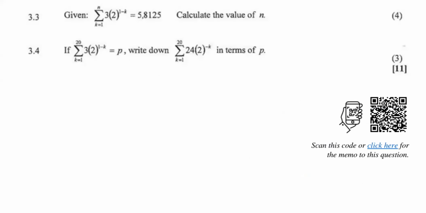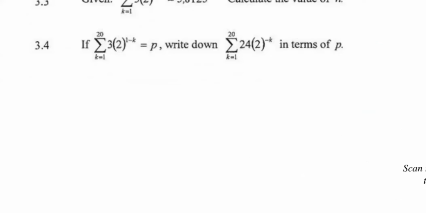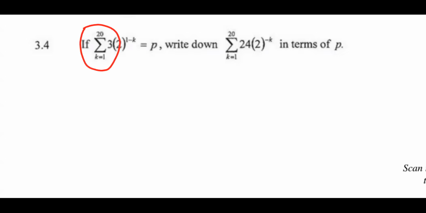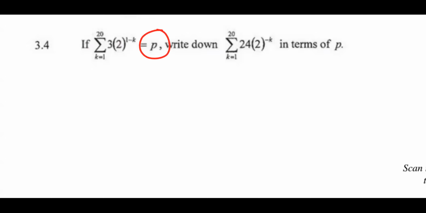So, as if that wasn't hard enough, let's have a look at question 3.4. If the sum of the first 20 terms of this pattern is equal to P, the sum of the first 20 terms of this pattern is equal to P. By the way, you can actually work out what the sum of the first 20 terms is, and then you know what P is equal to. So if you can work that out, then you actually have P's value. P doesn't have to be another variable, but okay.